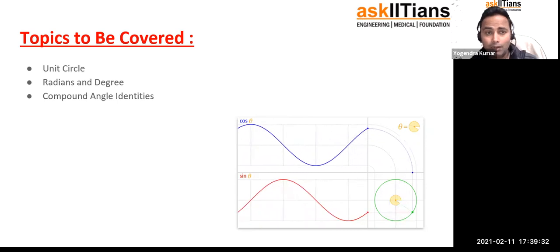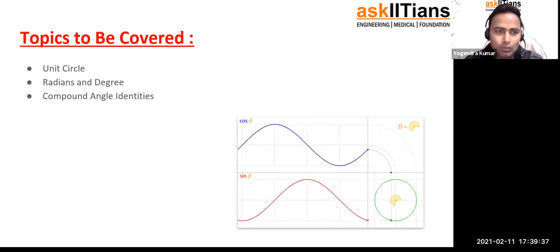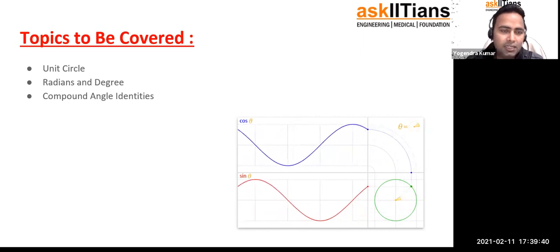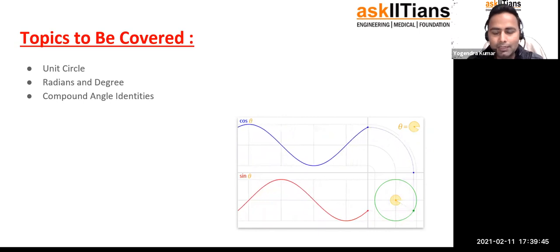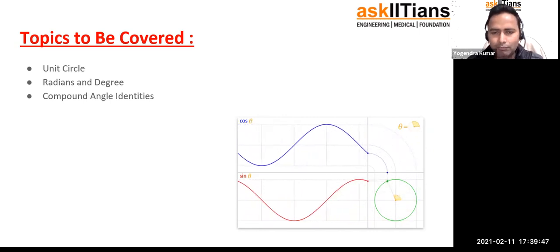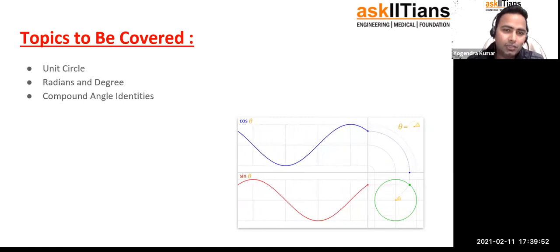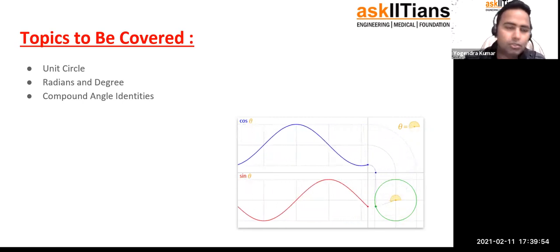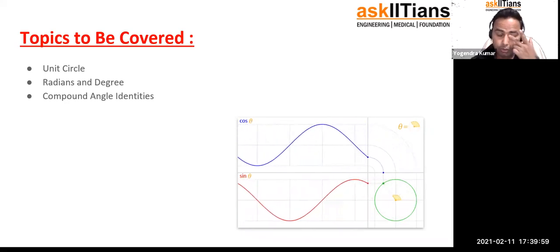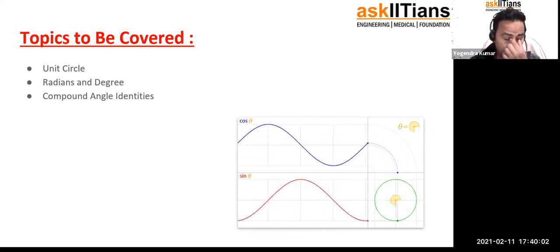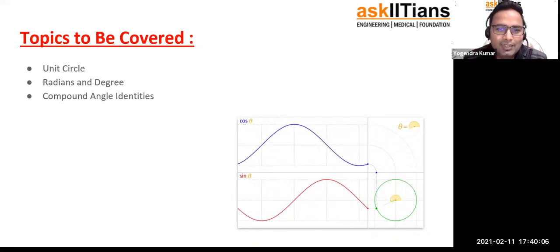To understand those values, I'm going to take the help of the unit circle. So we need to understand the unit circle, then radians to degree conversion, and compound angle identities. I don't think you will find all these topics in 10th grade, but they are mostly related to 11th grade. But it's your choice if you want to learn something extra, a little bit more than your 10th grade.